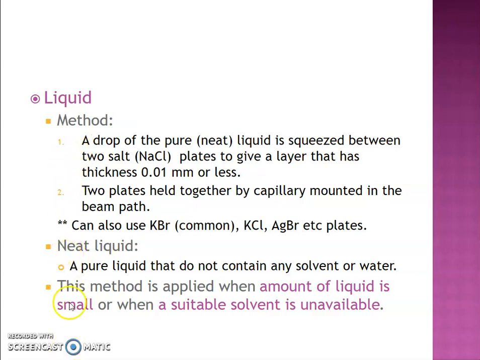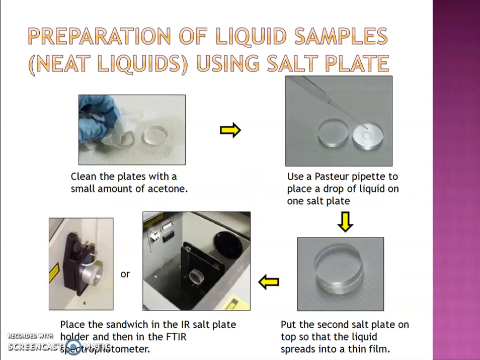So this method is applied when the amount of liquid is small or when suitable solvent is not available. So in these 2 conditions, we can use a salt plate. Okay. So this is preparation of liquid sample. Clean the plates with a small amount of acetone, then use a pressure pipette untuk dropkan sampel kamu kat tengah ni betul-betul, ya. Kemudian tutupkan with another plate, kemudian mountedkan dekat ni tempat dia. Kita sandarkan dia. Kat sini radiation lalu. This is from the source, dan kat sebelah sini will go to the detector.